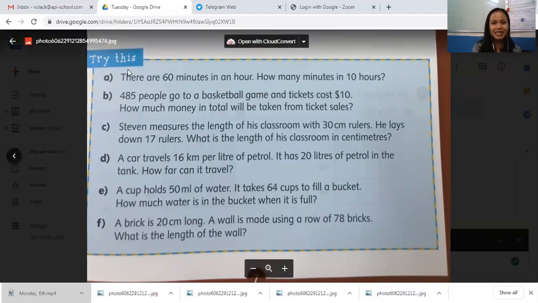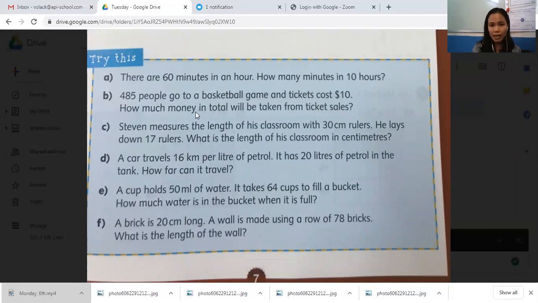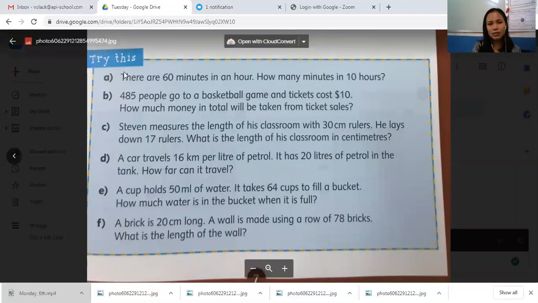Okay? All of these exercises from A until letter F, you just read them, and then I think you can do it. And again, this lesson is about multiplication. So your idea should be like, oh, I think it should be multiplication. I should multiply this number with this number. I shouldn't do addition or subtraction because yesterday and today you learned about multiplication.